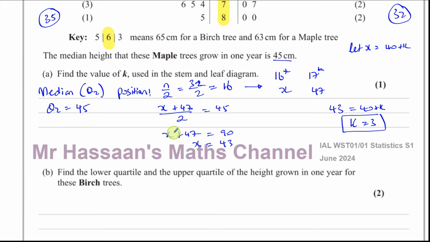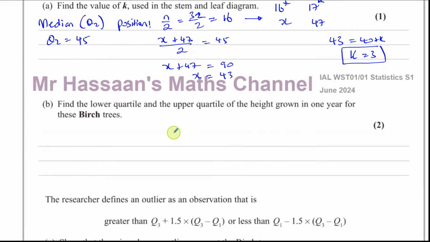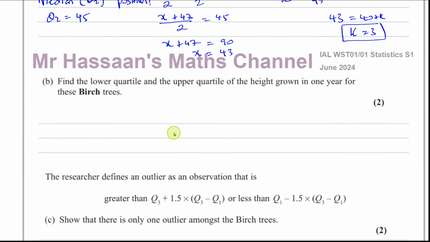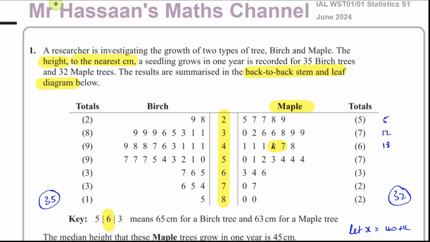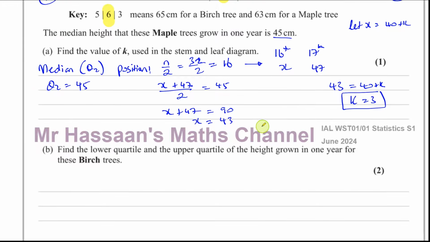And now for part B, it says, find the lower quartile and the upper quartile of the height grown in 1 year for these birch trees. So we've got to look at the birch trees, which are the ones on this side now. So now we're going to focus on the birch trees. Let me just get rid of this and put this over here so that we know we're looking at the birch trees. We've got to find the lower quartile and the upper quartile.